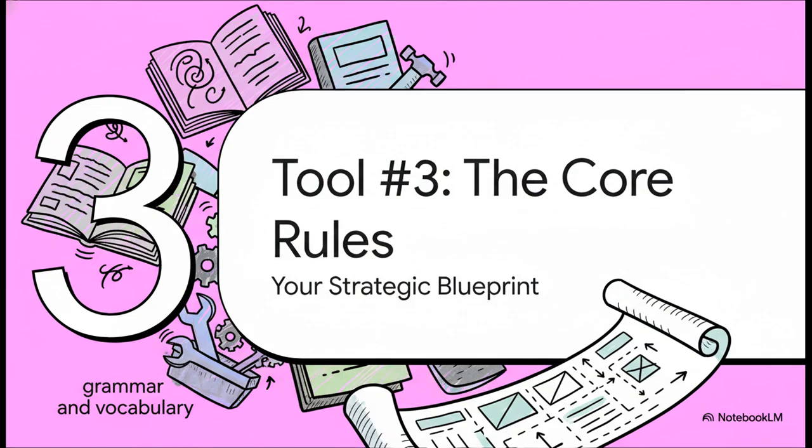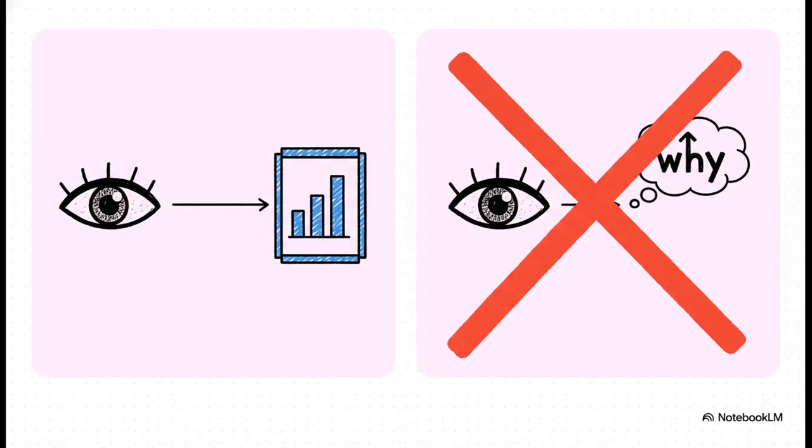So we have our grammar and we have our vocabulary. The final tool for our toolkit is the strategic blueprint, understanding the basic rules of the game for Task 1. These aren't just about language, they're about your entire approach to the task. This is the big one.